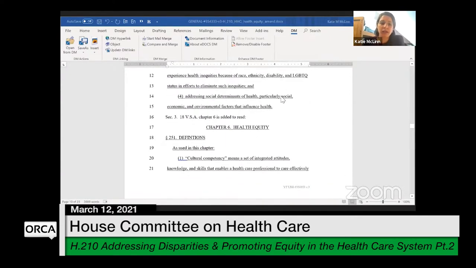So in section three, we move on to creating a new chapter on health equity. And there are three sections within this chapter. I'm sorry, just for new people's understanding, when you said we establish a new chapter, what does that mean? That previous section doesn't go into law?